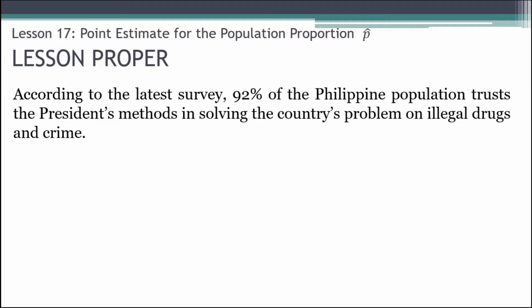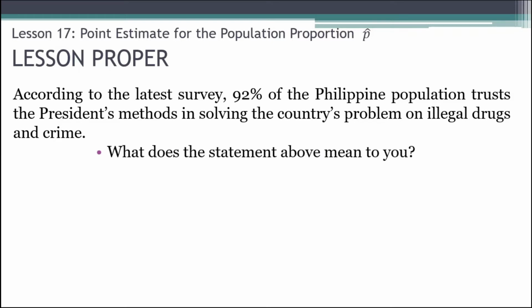Now, just a quick question. According to the latest survey, 92% of the Philippine population trust the president's method in solving the country's problem on illegal drugs and crime. Now, with this statement, what does this mean to you? Well, some of you might say that the majority of the people are in favor of the president's methods. That is based on what? On that number here, the 92%. And 92% is a high number. It is close to 100%.